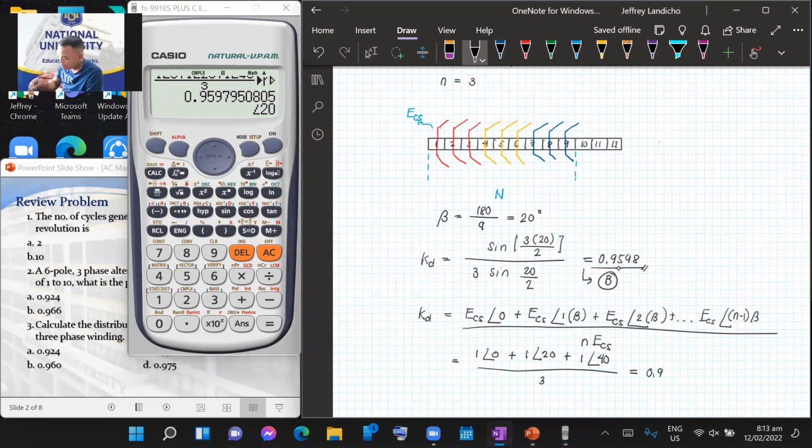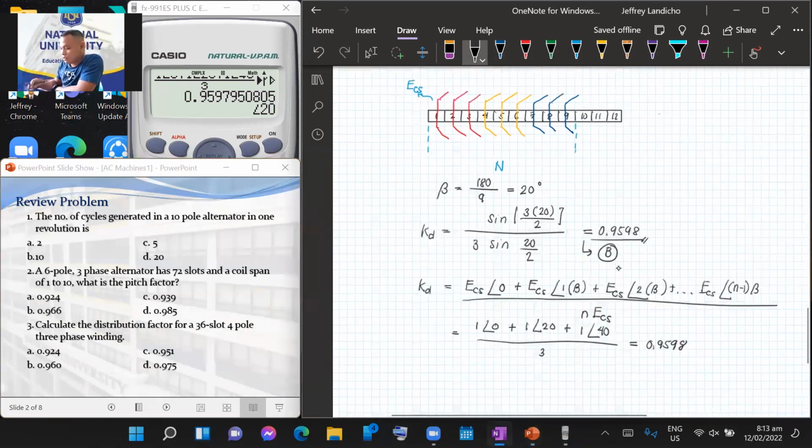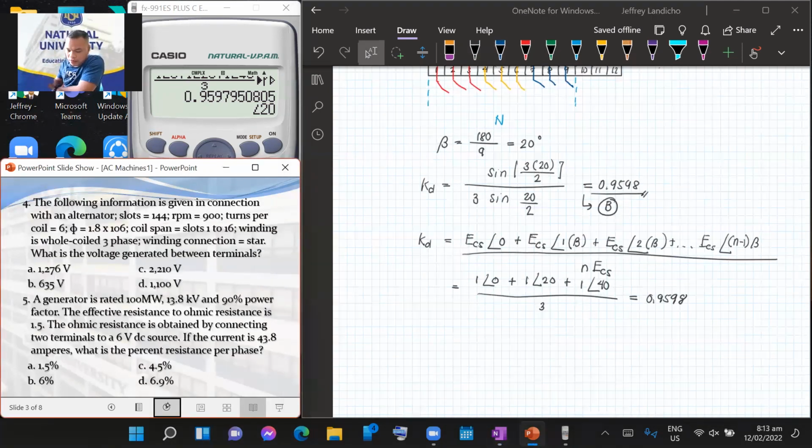Any question regarding this distribution and pitch factor? Kung paano nga ba kunin yan in terms of the corresponding winding, in terms of generated voltage per coil side, so you may compute our distribution factor. Okay? So, iwan ko si problem number 3. So, let us try number 4. Alam na natin kung paano kunin lahat ng winding factor sa ating alternator.